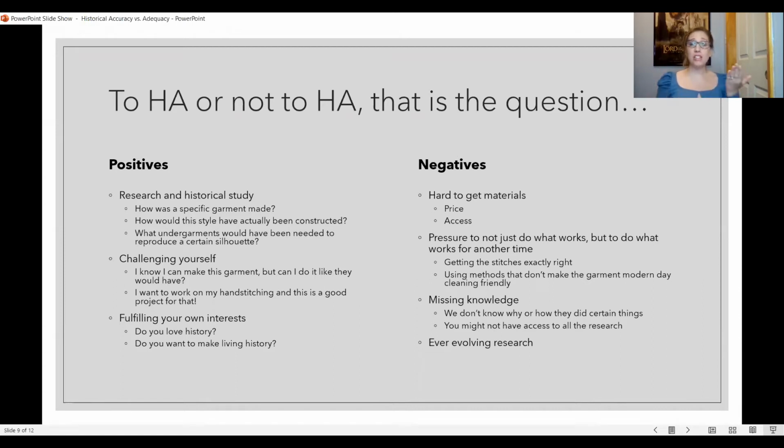So if we're looking at the difference, historical accuracy is really more on the research and historical study side, while historically adequate is the realistic version of what we are aiming at as sewists and costumers. So that's the balance of the two, and it really depends on what you in particular are aiming at for either project, how much towards one or how much towards the other you're actually going to strive towards.